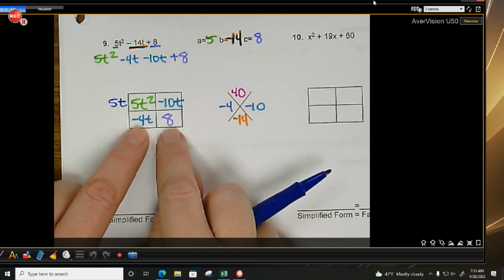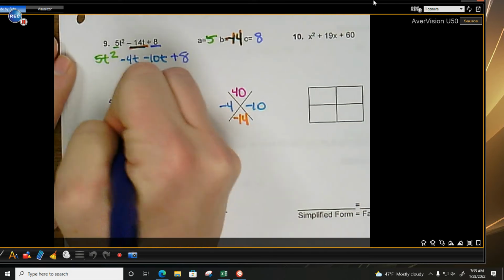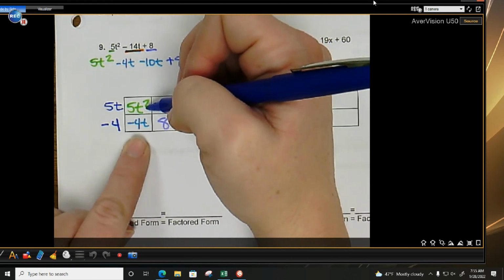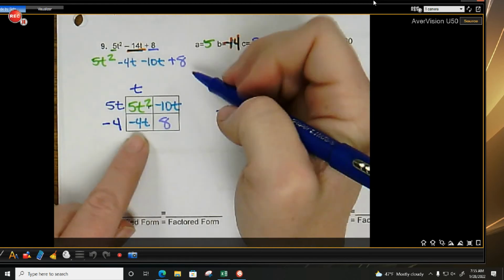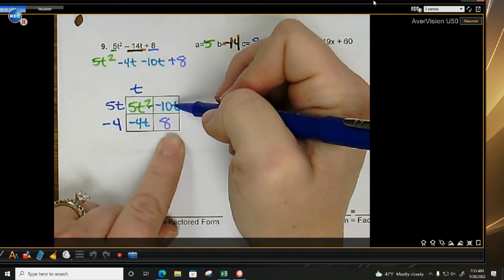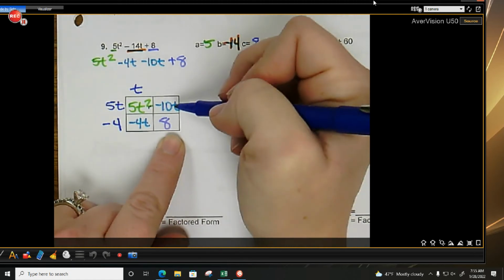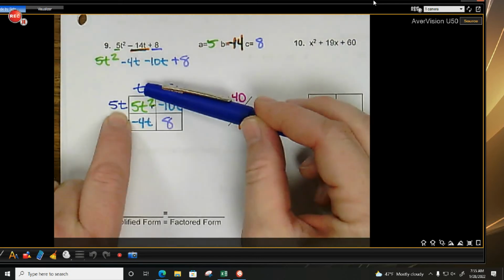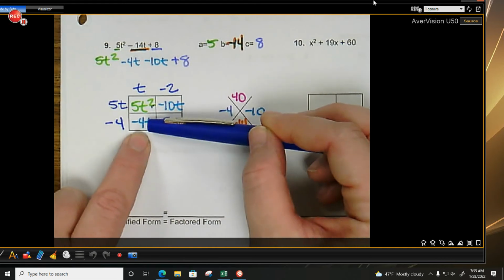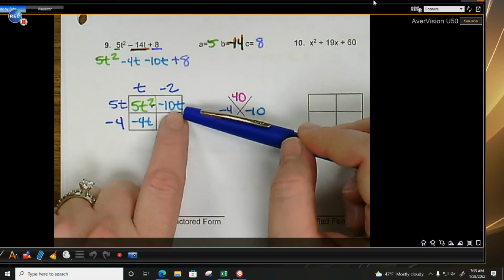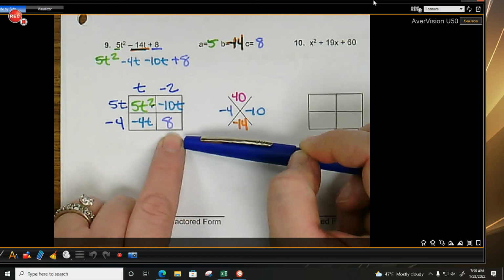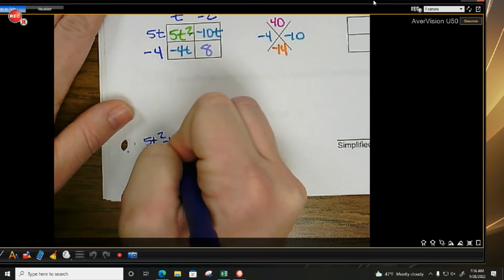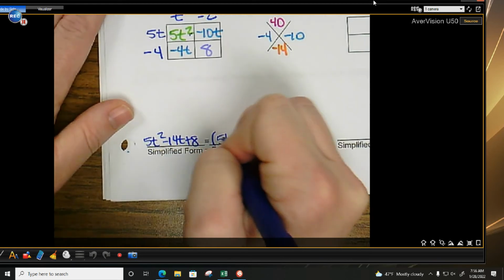What are negative 4 and 8 both divisible by? 4, and since the first term's negative, you're going to take out a negative 4. What is 5t squared and negative 4t both divisible by? A t. And then what's negative 10 and 8 both divisible by? First term's negative, so it's a negative 2. T times 5t is 5t squared. T times negative 4 is negative 4t. 5t times negative 2 is negative 10t. Negative 4 times negative 2 is positive 8. So we factored correctly. 5t squared minus 14t plus 8, simplified form, times your factored form.